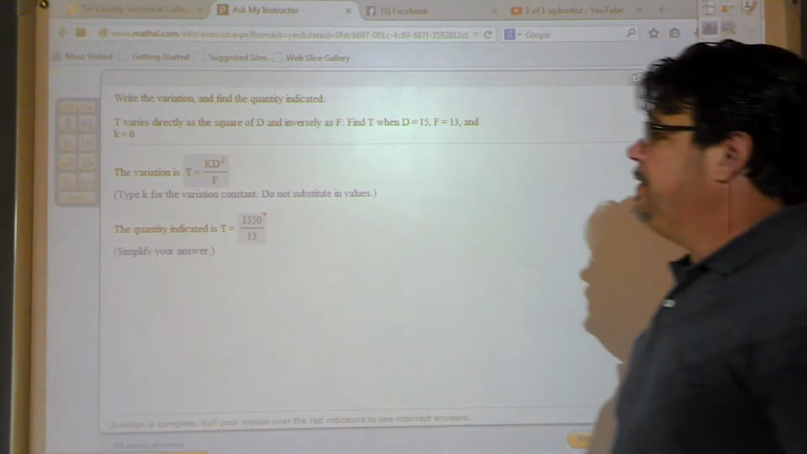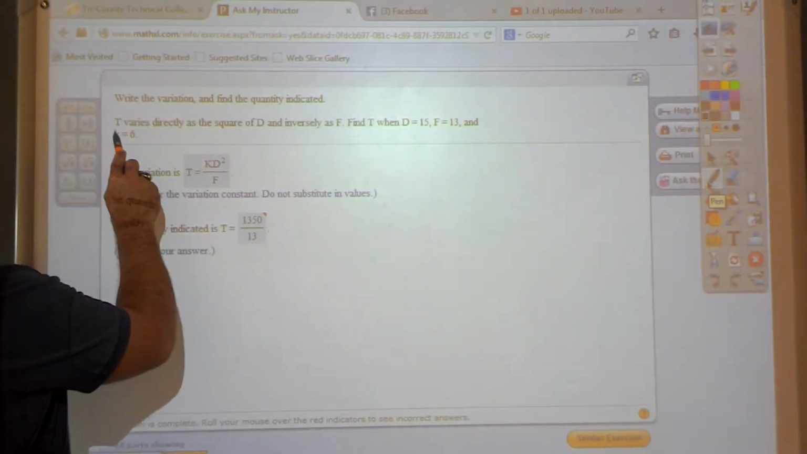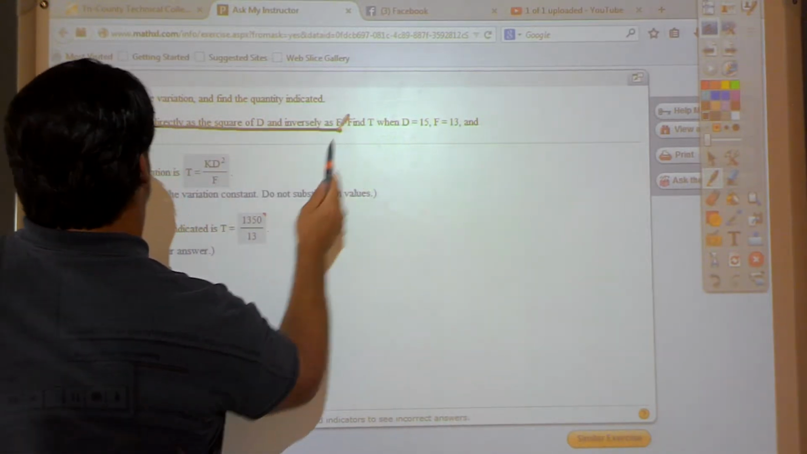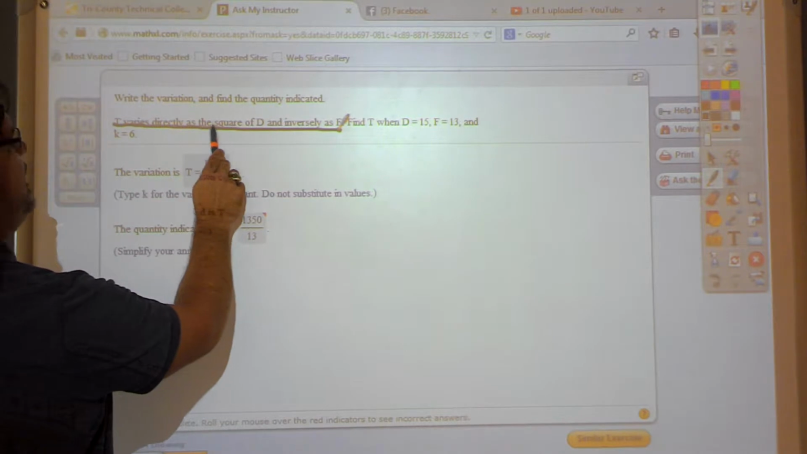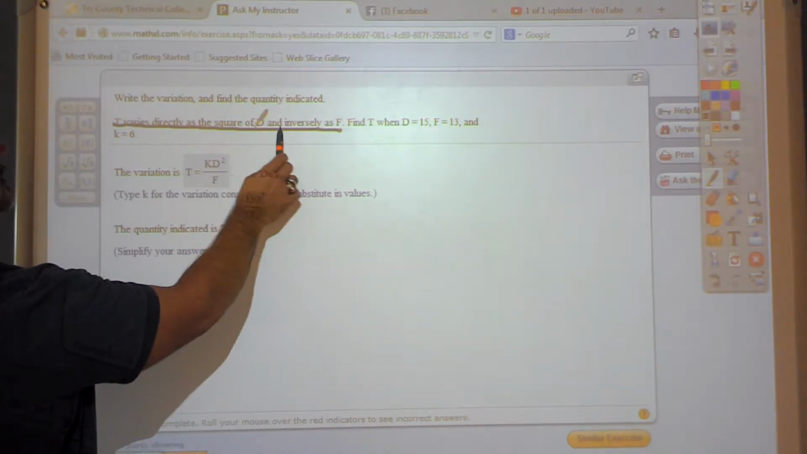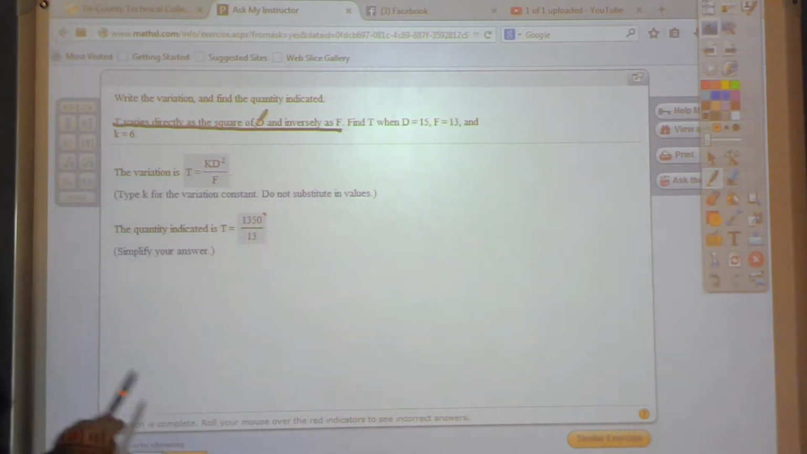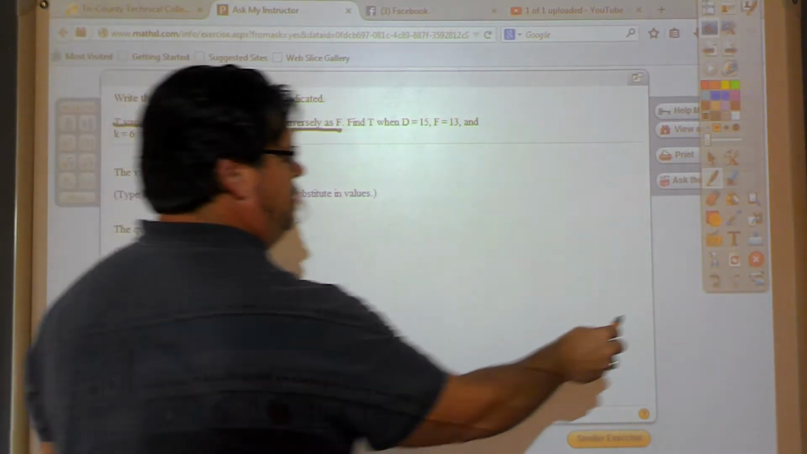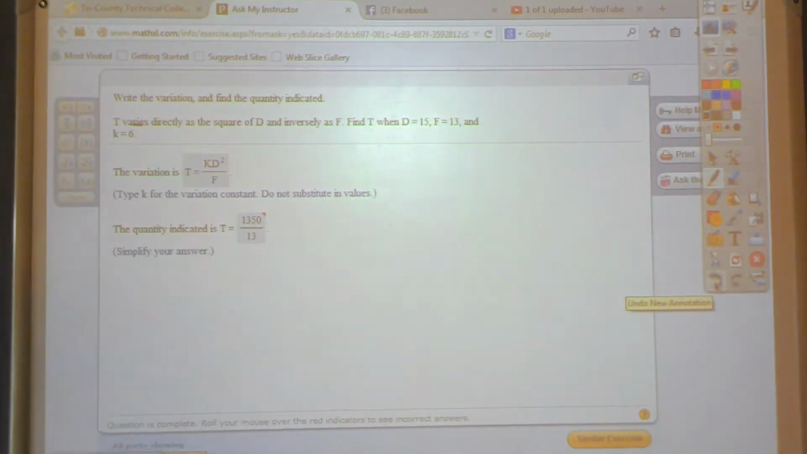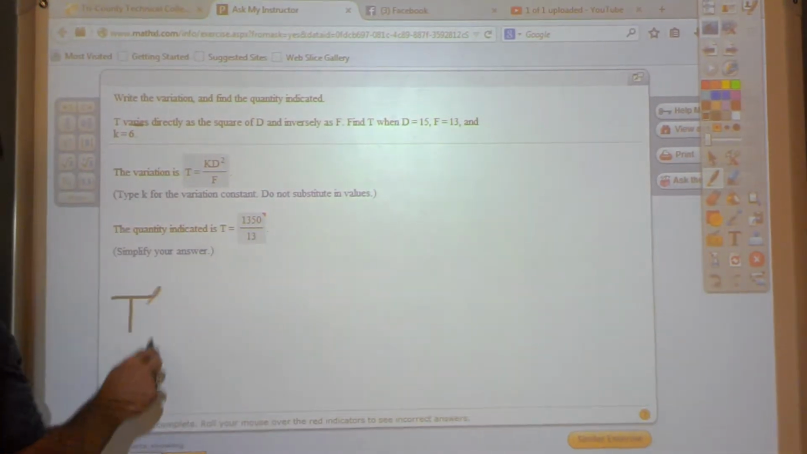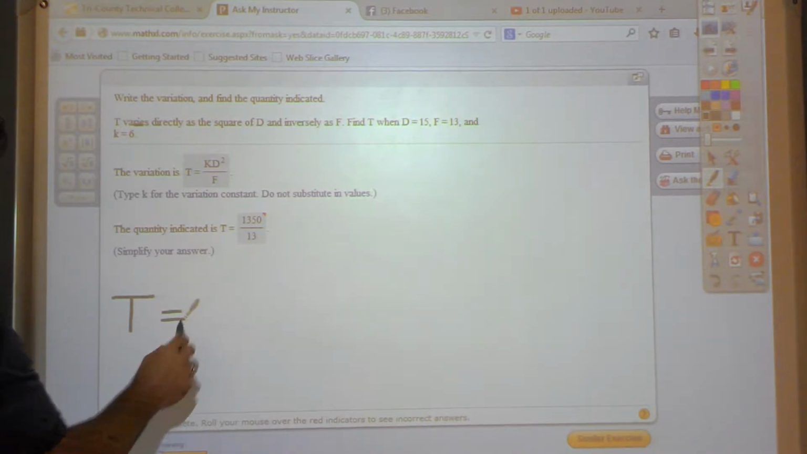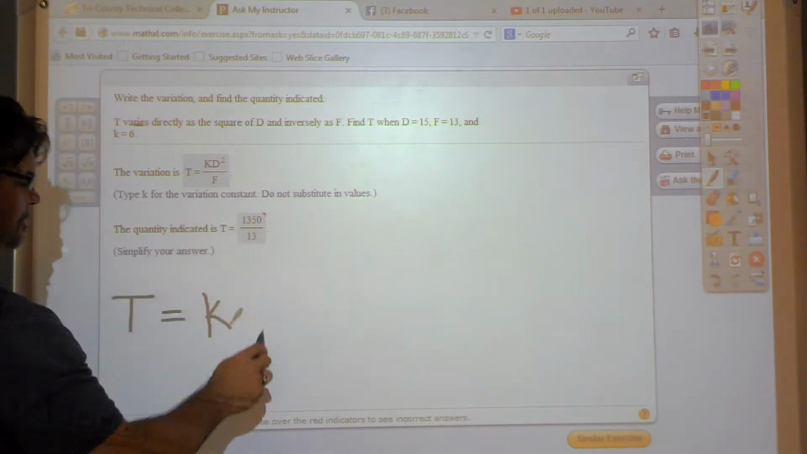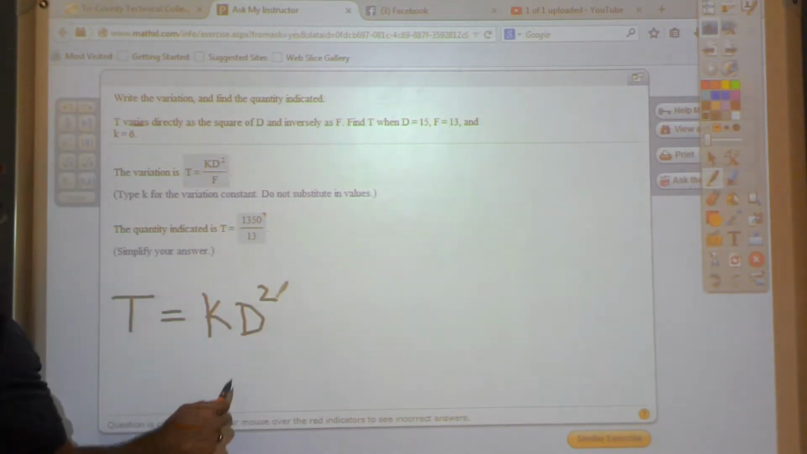First thing we do is the first part of the question, right here. It says t varies directly as d squared and inversely as f. So we're going to use a combined problem here. And t goes first. T varies directly, so that means equal to k times d what? D squared, and that's over what?